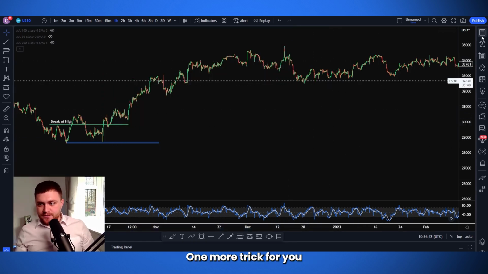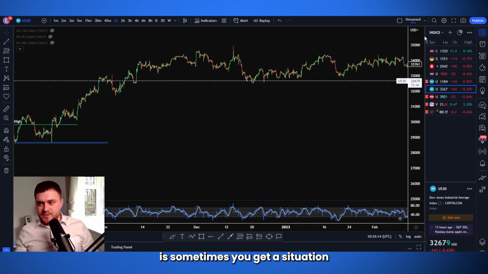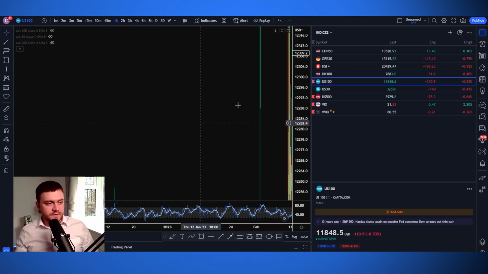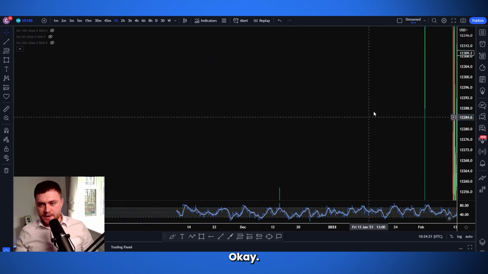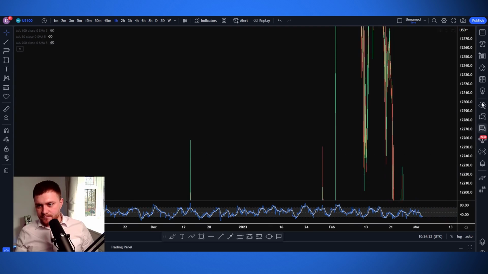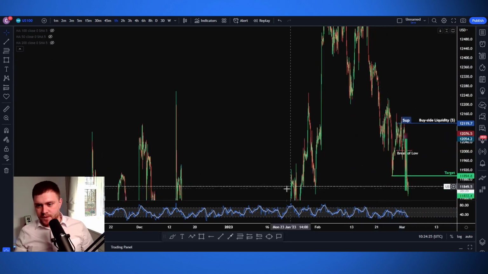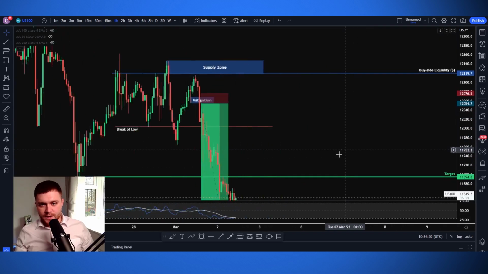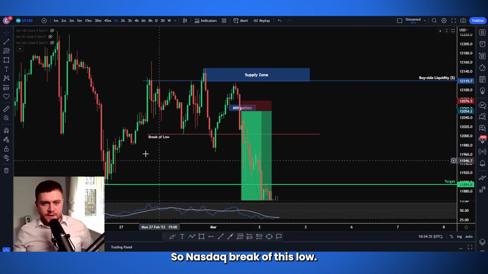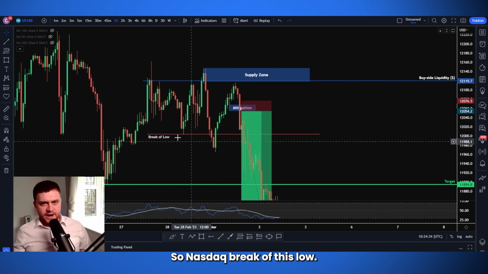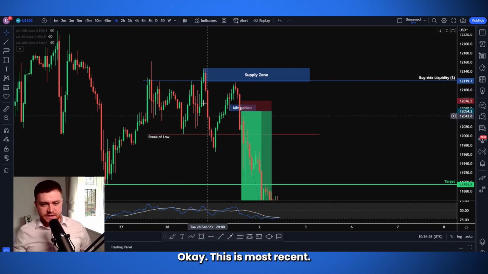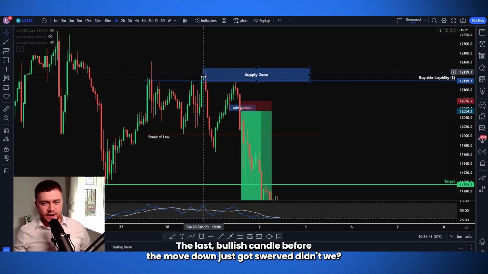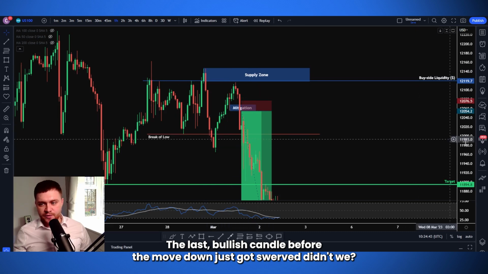One more trick for you is sometimes you get a situation where you're in the trade. So you're actually in the trade. So, NASDAQ, break of this low. This is most recent. We broke this low. Where did that move come from? It came from this supply zone up here, the last bullish candle before the move down.